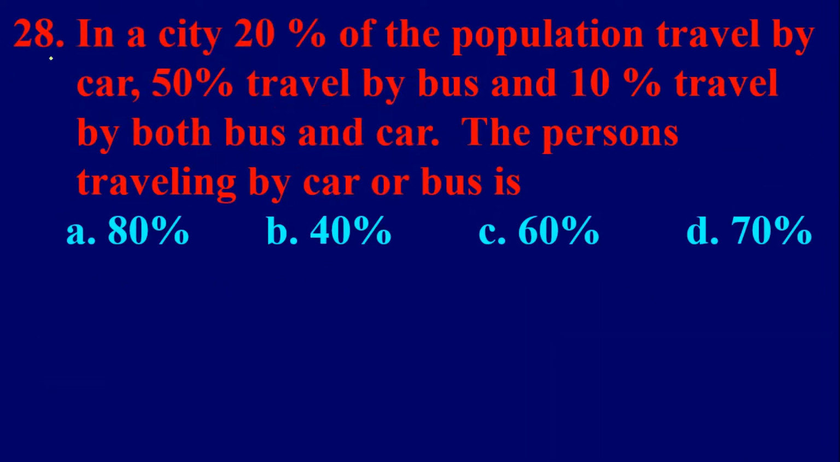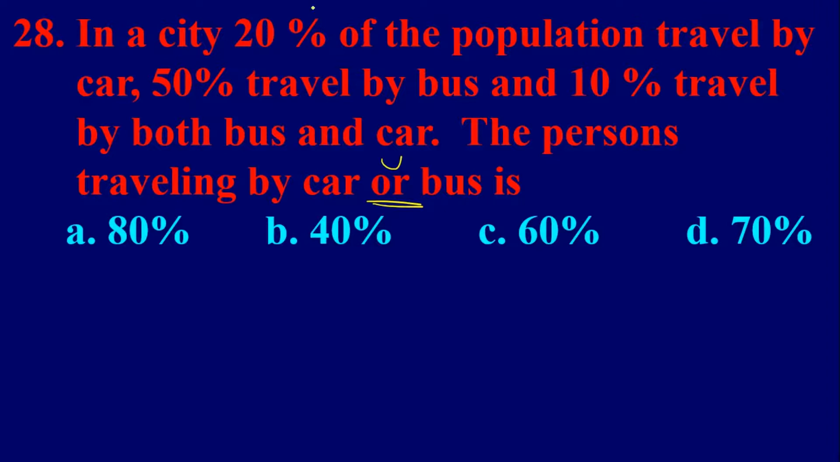So next question, question number 28. In a city, 20% of the population travel by car, 50% travel by bus and 10% travel by both bus and car. The persons traveling by car or bus, we have to calculate. Here it is given or means union. We have to find A union B.